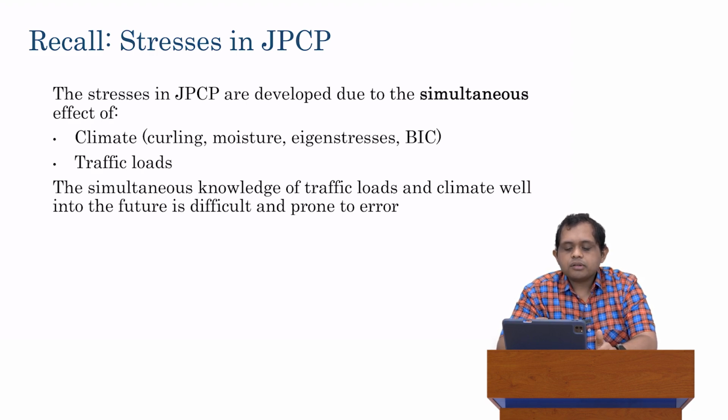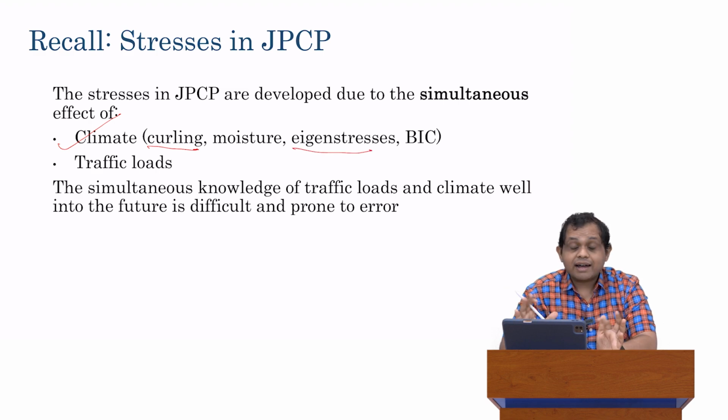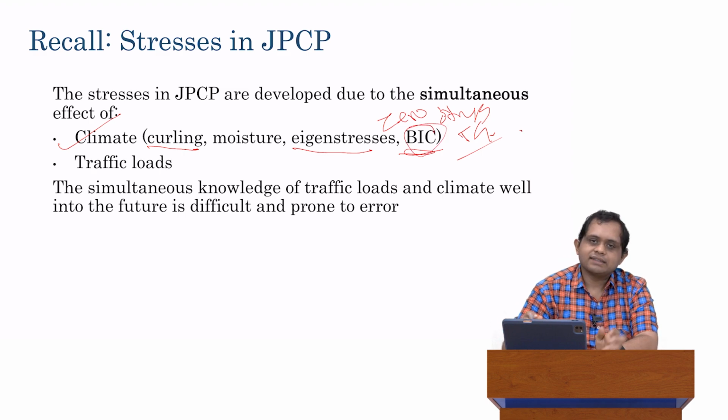So stresses in JPCP are developed due to, we talked about this previously, climate, and climate we defined as curling, eigenstresses. So those are the two transient temperature distribution effects. We also mentioned that there is a BIC, which was built-in curling, and I mentioned this in Indian practice. This is also sometimes called the zero stress temperature gradient or temperature difference. So in other applications, particularly in North America, it's called BIC, built-in curling. They mean the same thing.